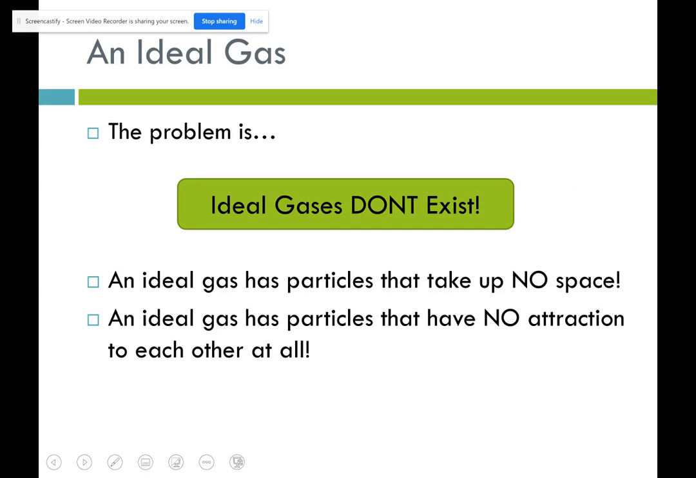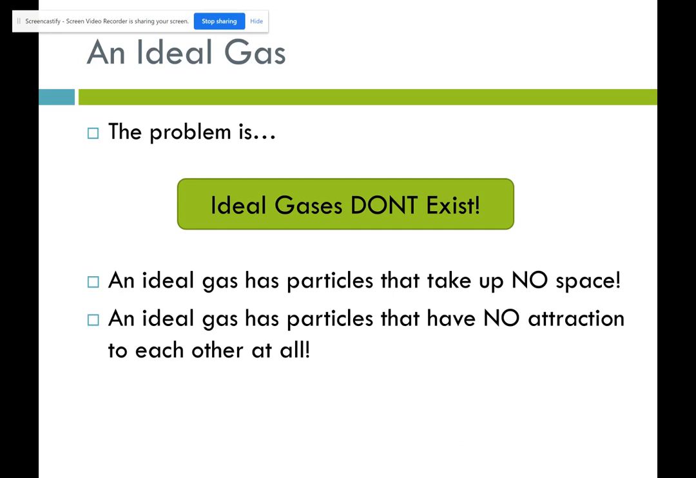relationships perfectly. The problem is, in real life, there's actually no such thing as an ideal gas. There is no gas in existence that follows all of those laws perfectly under all conditions. Okay? I'll tell you why. First thing is, an ideal gas has particles that take up no space. Well, there isn't a gas in existence whose particles take up no space. They take up a very small amount of space, so it's a pretty safe assumption and it's a safe model to use, but there is no gas whose particles take up no space.